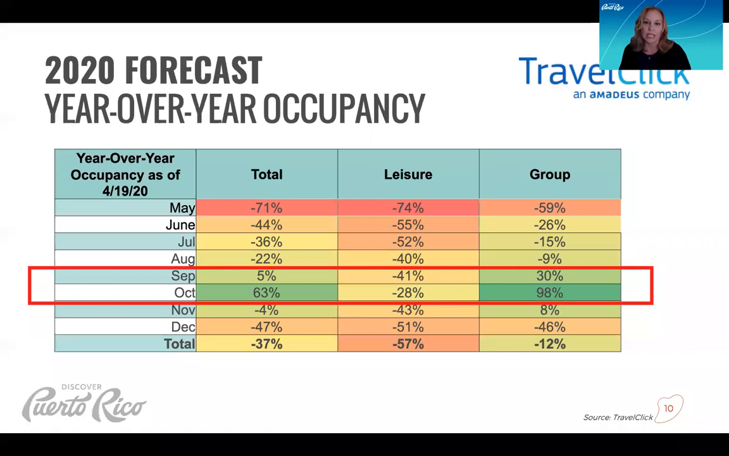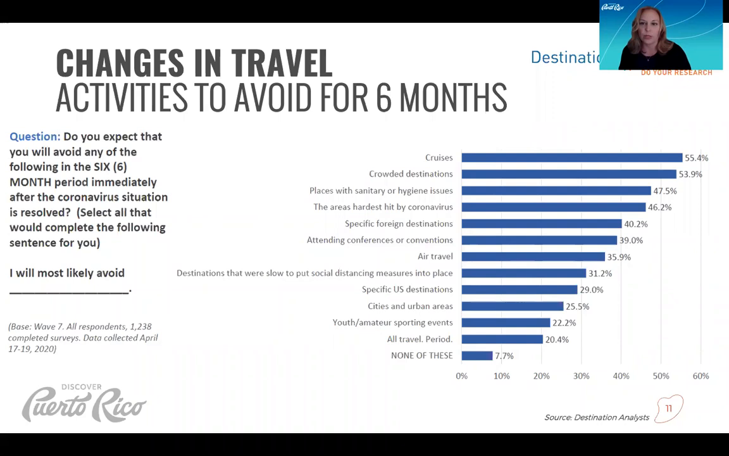Discover Puerto Rico partners with the tourism-focused research firm Destination Analysts for weekly updates on consumer perceptions of the current situation. As part of this week's reporting, consumers indicated what travel activities they anticipate being impacted for at least 6 months once communities begin to reopen. For Puerto Rico, this list is a bit of a mixed bag. Certainly having cruises top the list of activities to avoid is concerning for an important component of the industry.